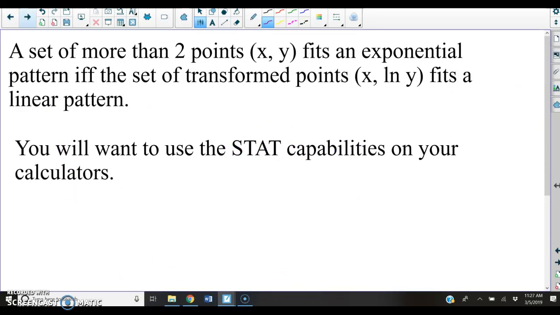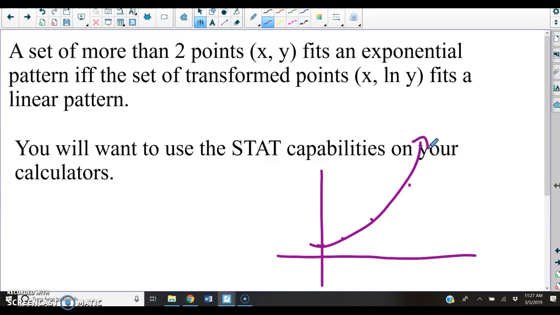You can tell if you have more than 2 points if the set of transformed points x and natural log y fits a linear pattern. So if you look at the points and you think, I think that's an exponential, what you would do is find the natural log of the y's and graph those points. And if they line up or nearly line up, then you'd be trying to find an exponential pattern.